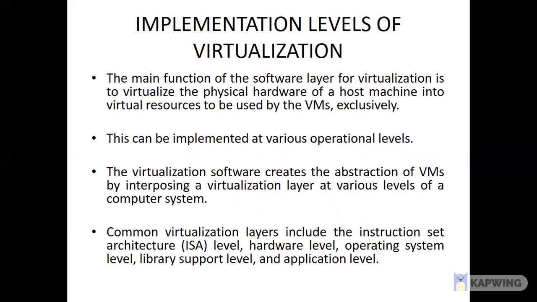So implementations of virtualization. The main function of the software layer for virtualization is to virtualize the physical hardware of a host machine into virtual resources to be used by the virtual machine. It can be implemented at various operational levels. The virtualization software creates the abstraction of a virtual machine by interposing a virtualization layer at various levels of a computing system. Common virtualization layers include the instruction set architecture level, hardware level, OS level, library support level, and application level.